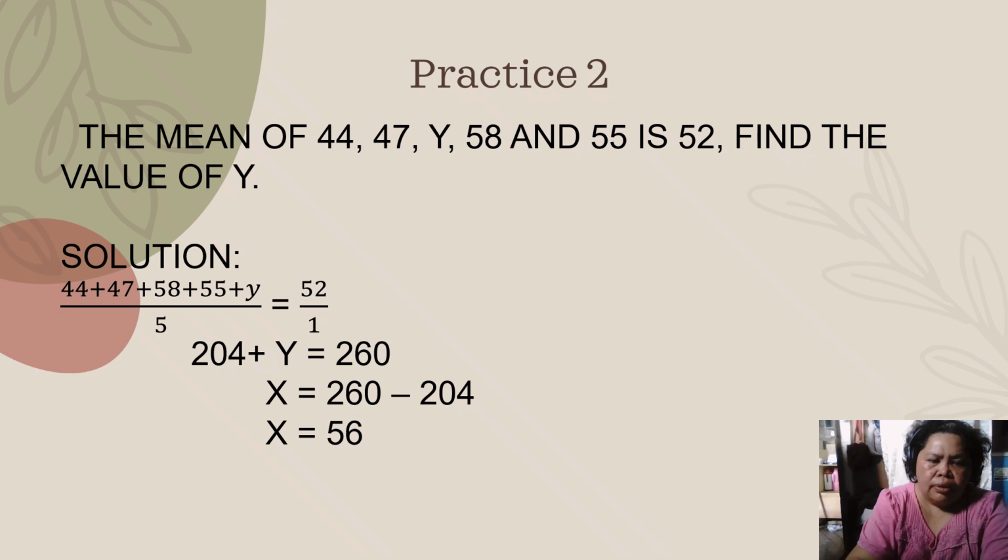All right, so let us continue. Here we have our practice 2. The mean of 44, 47, y, 58, and 55 is 50. Find the value of y. We add all the data: 44 plus 47 plus 58 plus 55 plus y, divided by 5, equals 50 over 1. Then we add all these: 204 plus y equals 250. That's from 50 times 5.